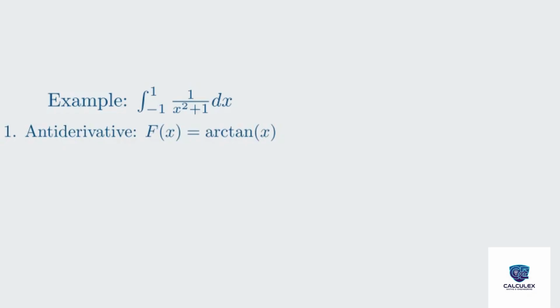Step 2, evaluate arctan of 1 minus arctan of -1. The arctan of 1 is the angle whose tangent is 1, which is pi over 4. The arctan of -1 is negative pi over 4. So we have pi over 4 minus negative pi over 4, which gives us a final answer of pi over 2. Using the fundamental theorem of calculus is a powerful and elegant way to calculate exact areas under curves. We have now seen how to use the FTC to evaluate definite integrals, completing our objective.